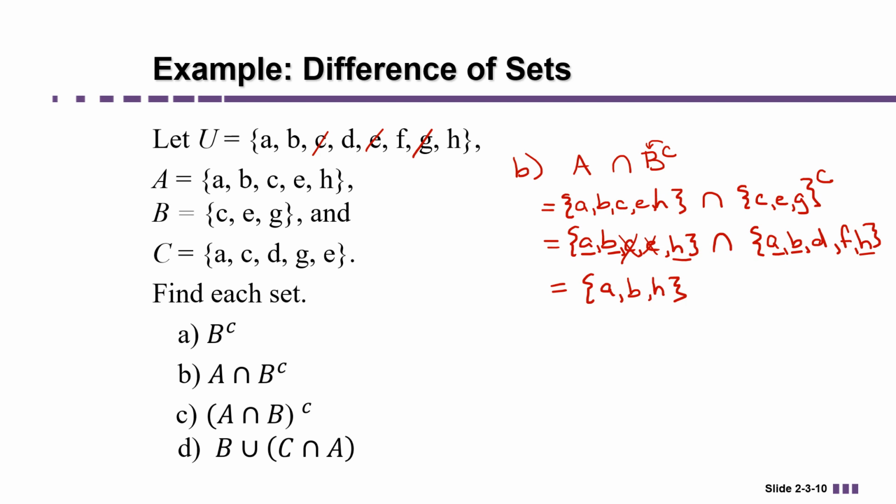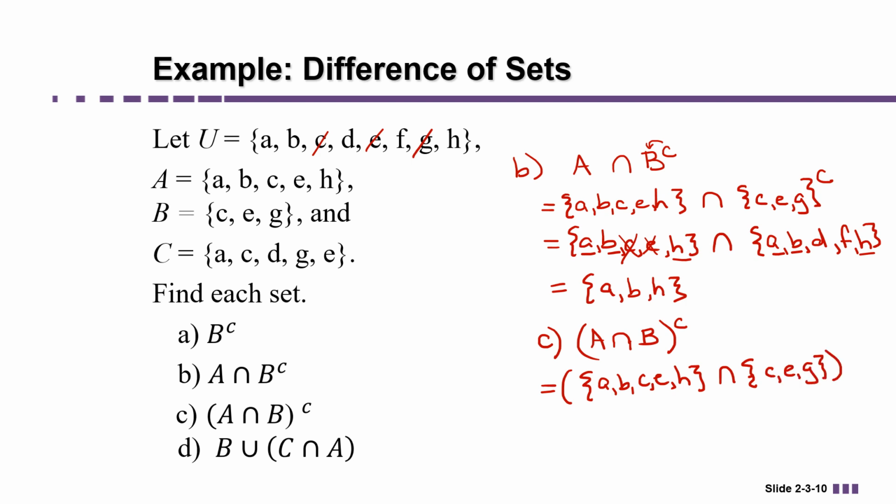Now let's compare that to part C. Part C asks us to find A intersect B in parentheses and then complement. These parentheses, just like in algebra, tell us to work that operation first. So we would do the intersection before the complement in this case. So I'm going to copy down my set. Set A is A, B, C, E, H. And we're going to intersect that with B, which contains C, E, and G. And then after we do that, we're going to find the complement.